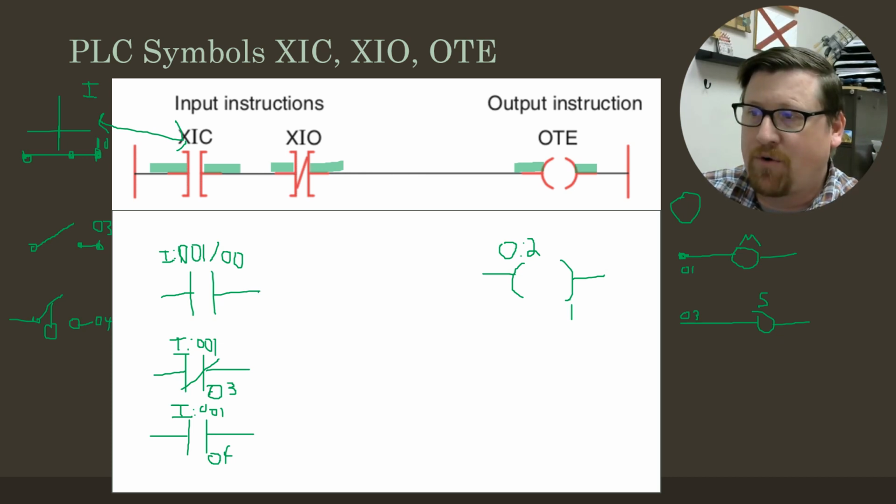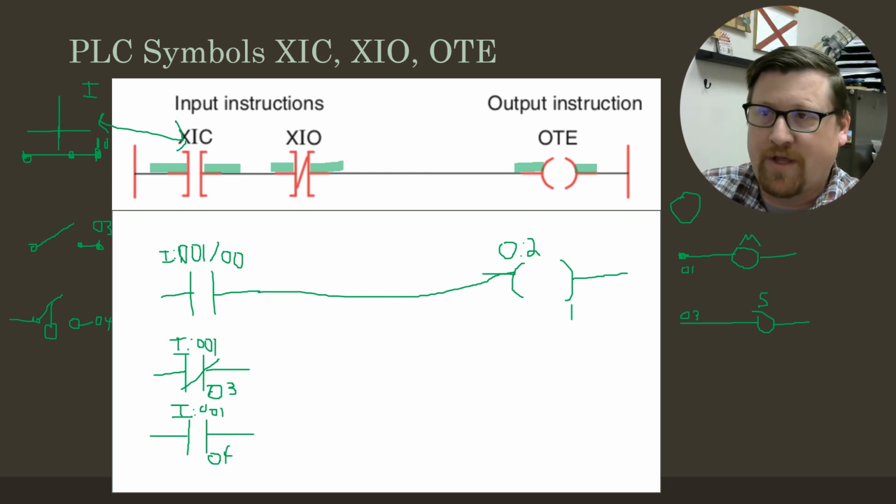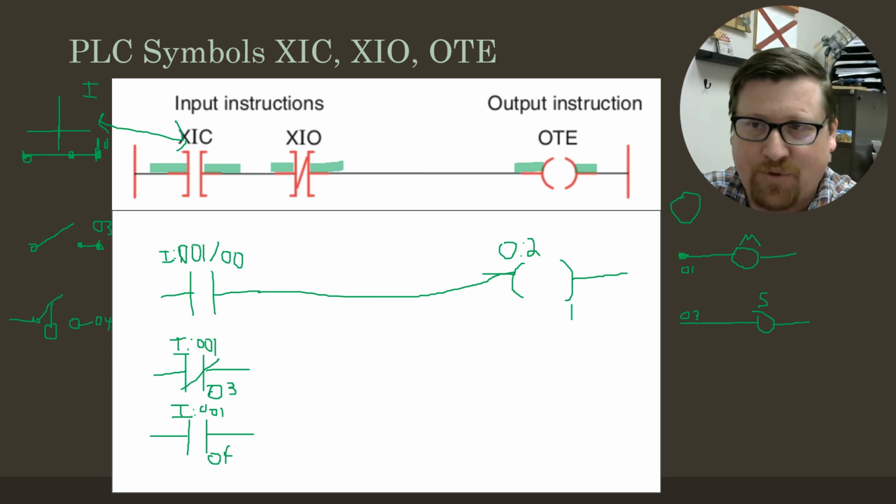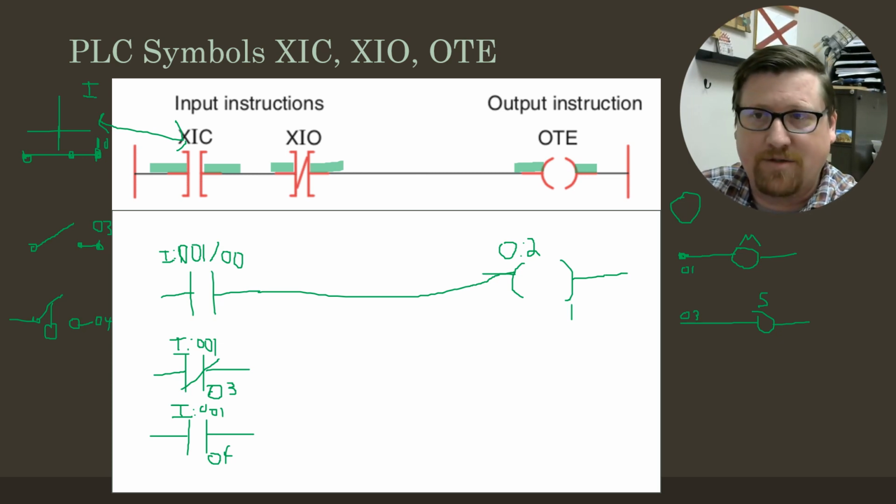So if this were our program, then when this push button, I:0/0, is pressed, we pass information. We're not passing actual electricity because it's inside of a program. We're passing information, passing zeros and ones. So when this is true, this becomes true, and then the program tells the PLC to send actual power out to whatever is tied into O1.